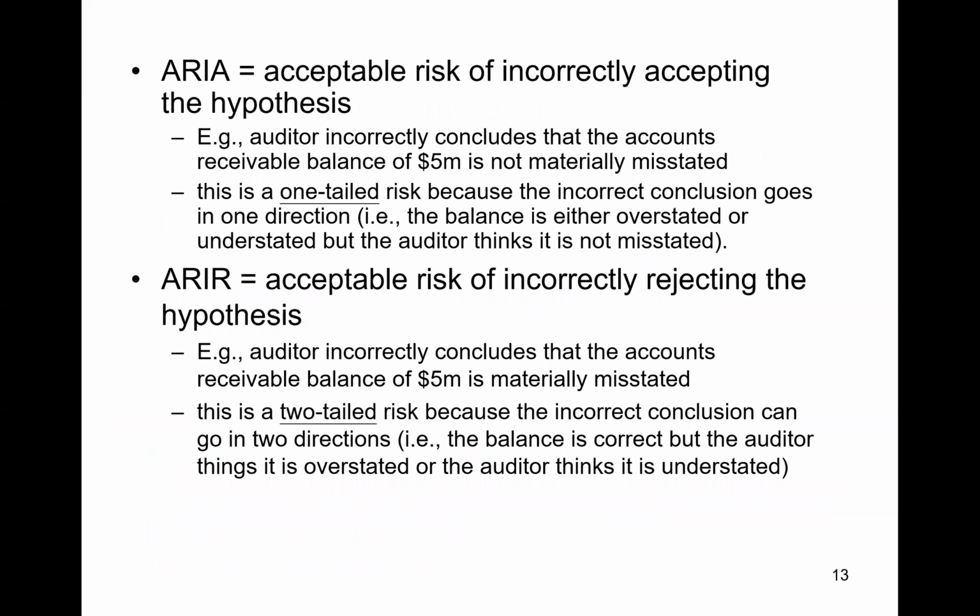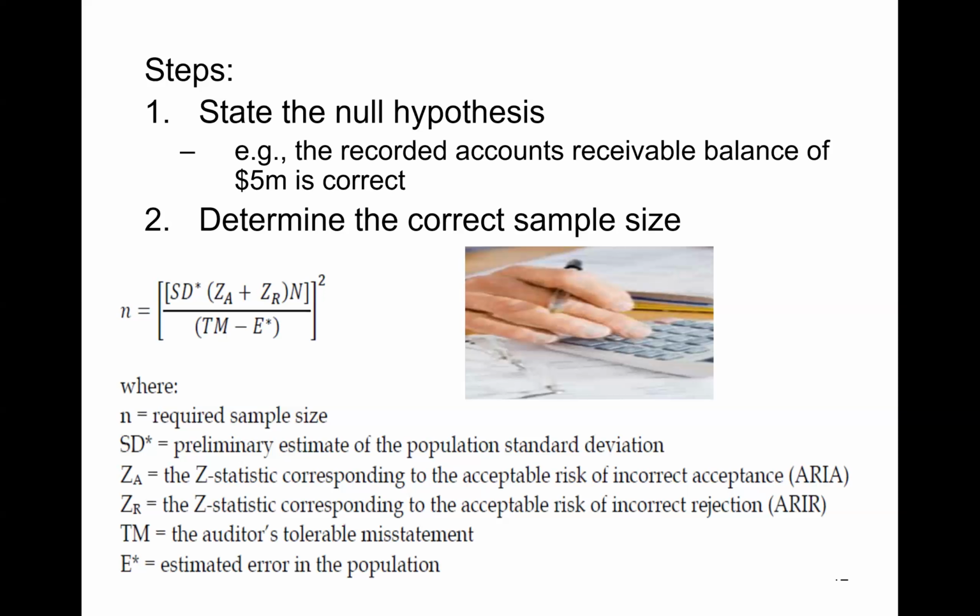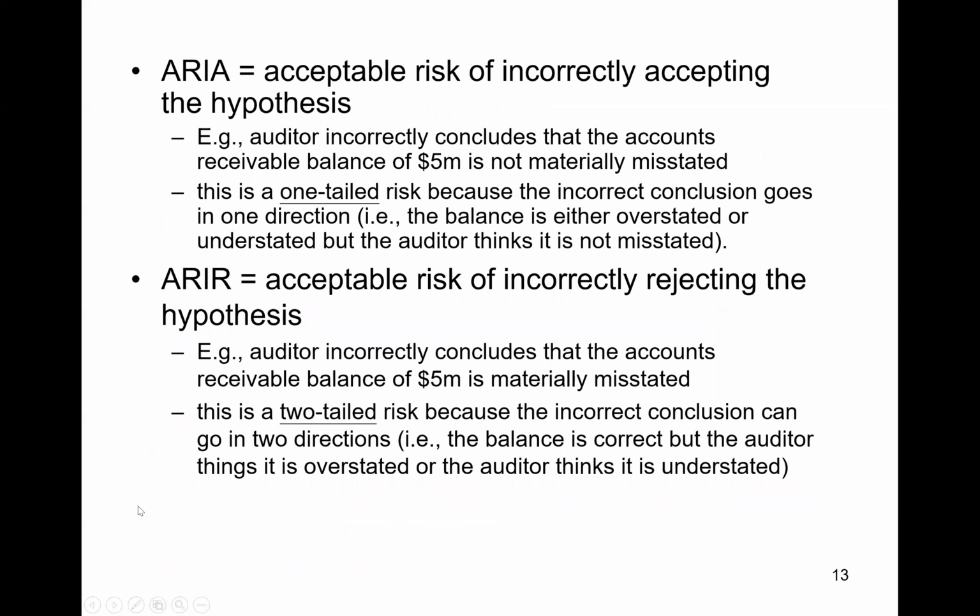Okay, so you determine the sample size. Now you have to figure out what's going to go into the formula. What are the numbers that you're going to plug in here? So what I need to do is to explain ZA and ZR, first of all. Okay. So remember the ARIA, this is the acceptable risk of incorrect acceptance, right? So you've got a null hypothesis which is false, and the auditor incorrectly accepts it as being true. And this is known as a type 2 risk. Right? So for example, the client records an account receivable of $5 million.